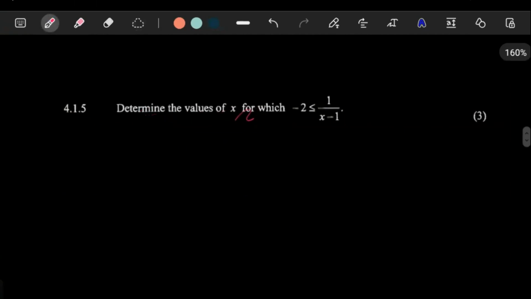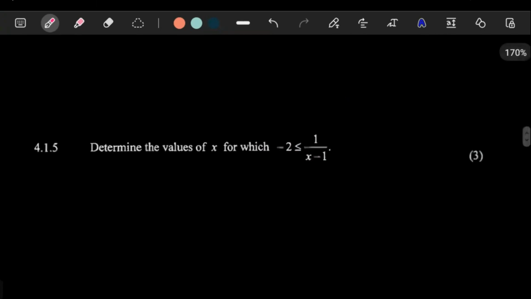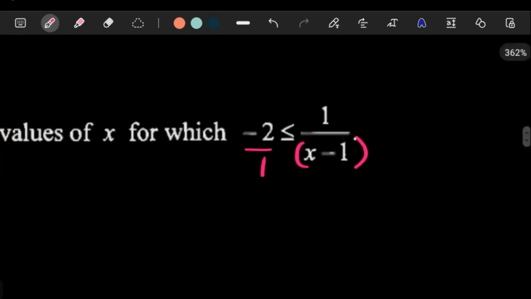4.1.5 says determine the values of x for which this equation is bigger than negative 2. Wow, determine the values of x for which the right-hand side is bigger than negative 2. So it doesn't look like it's going to be a difficult question, because we can just work it out algebraically. We can cross multiply.